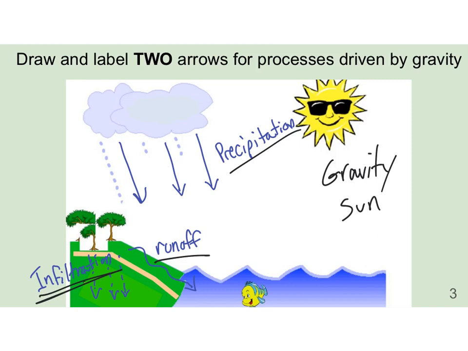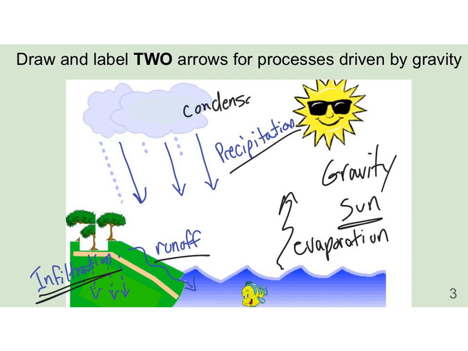Now, processes that would be driven by the sun would be evaporation and also up here in the clouds where we get condensation. Okay, both have to do with the temperature. When water gets too warm, we get evaporation of water molecules. When water gets colder, we get condensation of gas water that turns into liquid water.